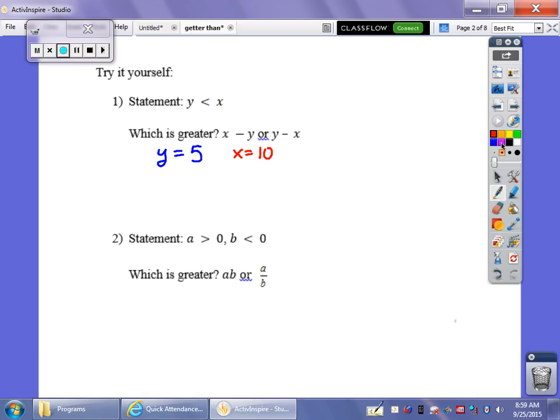And now we look at our two statements. Here's my statement, x minus y. The value of x is 10, so 10 minus 5 is equal to 5. All I did was substitute my 10 in for x and my 5 in for y and subtract. This is statement 1. And then we have statement 2.